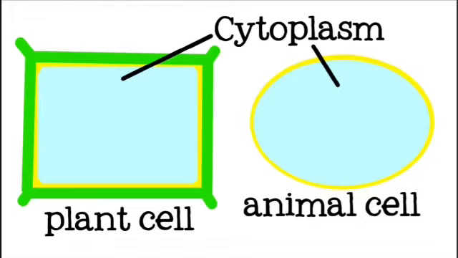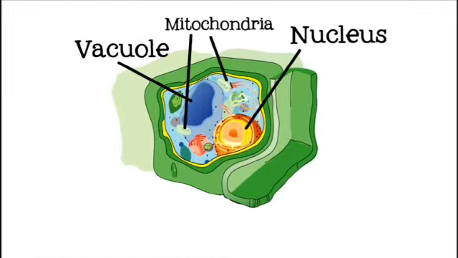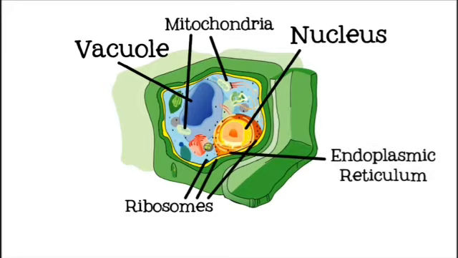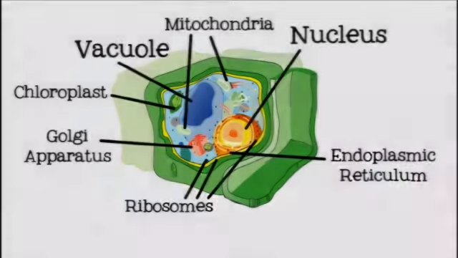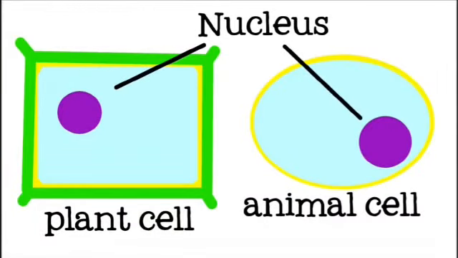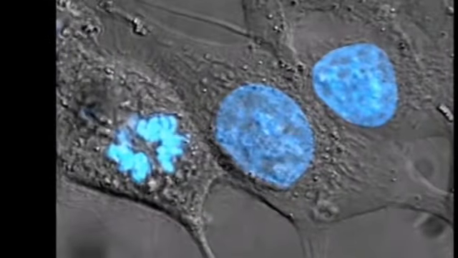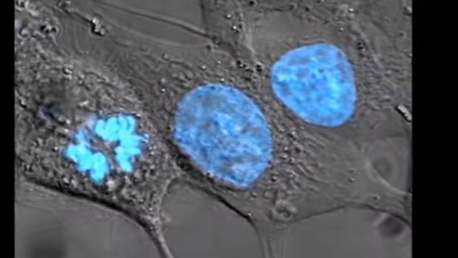The major cell organelles present in a cell are nucleus, vacuole, mitochondria, ribosomes, endoplasmic reticulum, Golgi apparatus, chloroplast, and lysosome. Let's start discussing them one by one. First, the nucleus. It is the control center of the cell, like the brain in humans. It contains DNA that determines what kind of cell it will be and when it will divide. It is covered with a membrane called the nuclear membrane, which has pores in it.